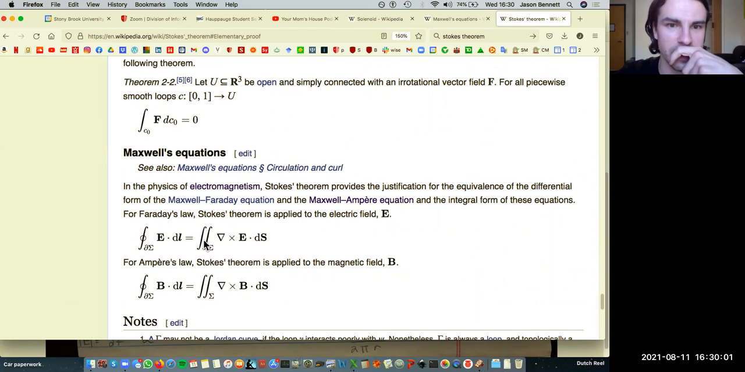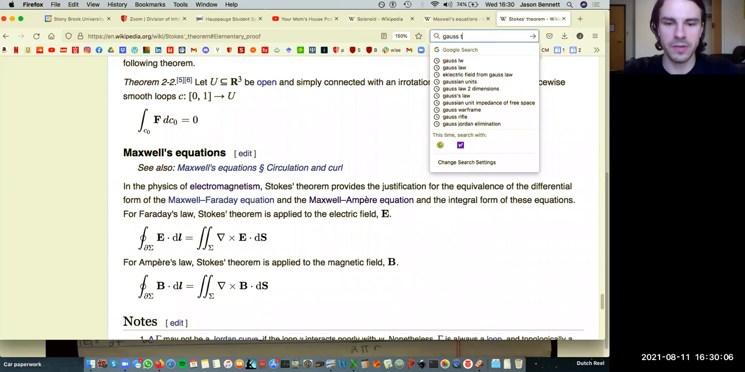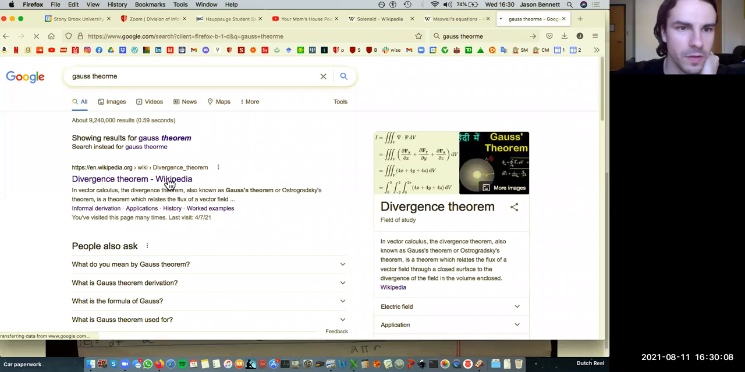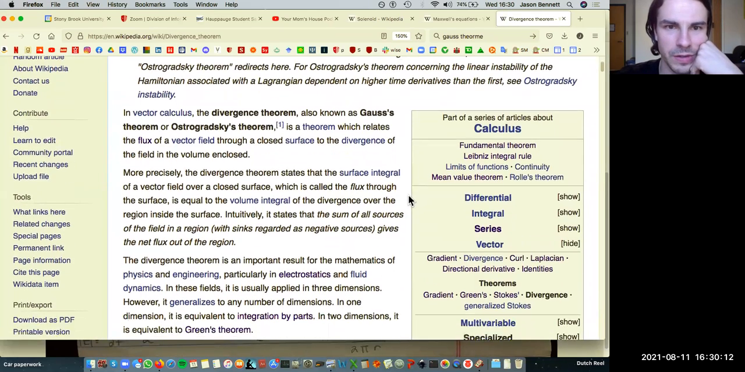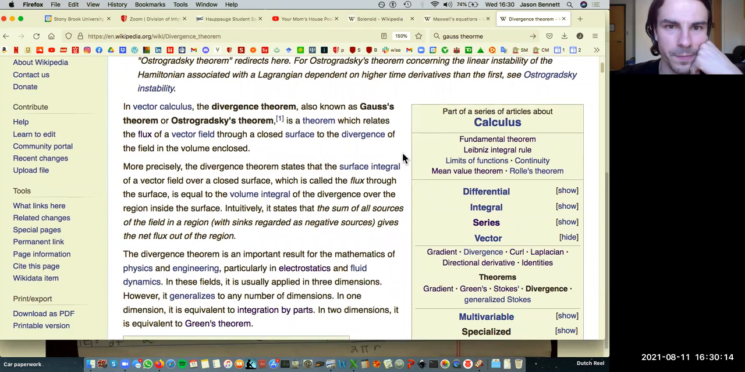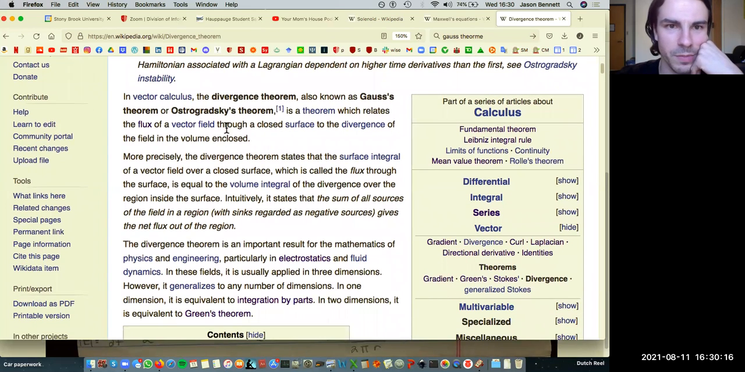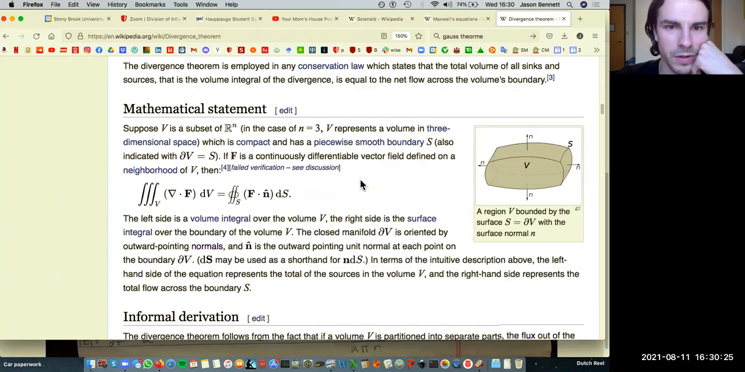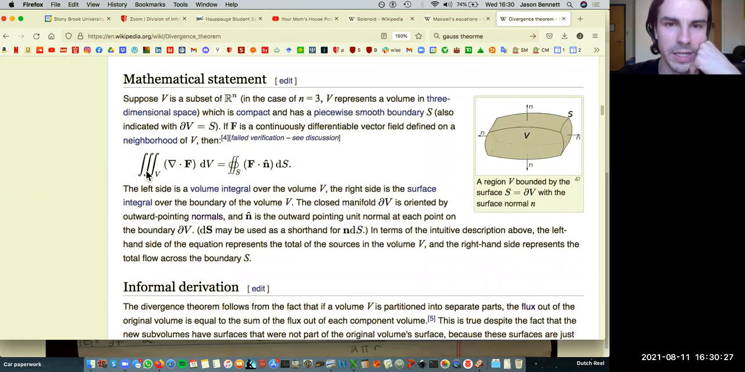Similarly, we use something similar called Gauss's theorem, the divergence theorem. These are two things that you use a lot in electromagnetism, that the flux over a closed surface is equal to the integral of the divergence. Let me see an example. So where would you use this?